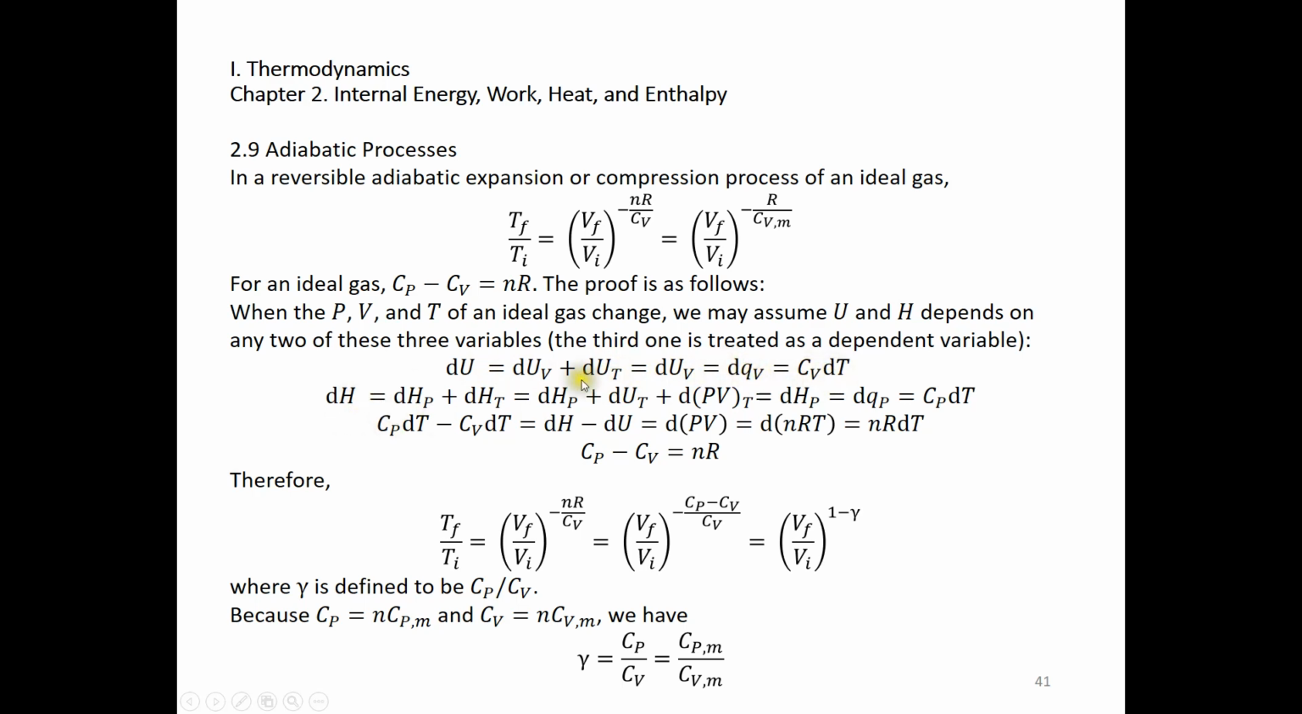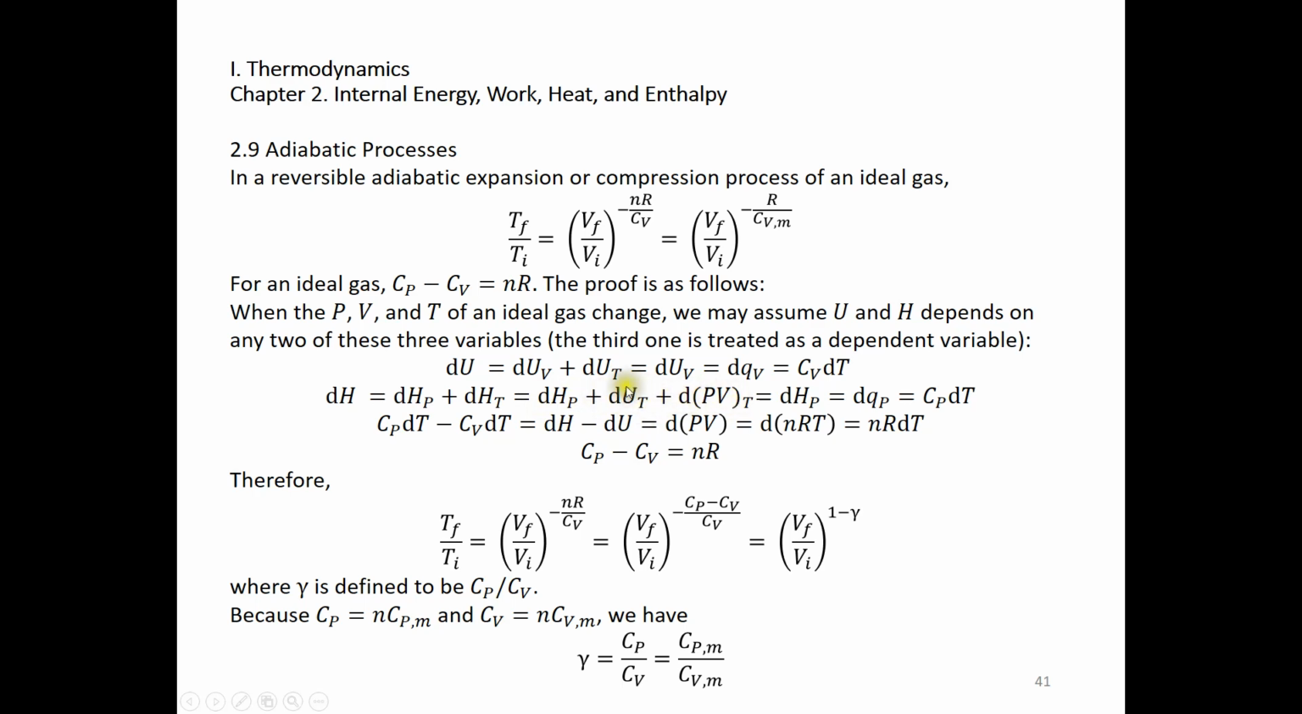Now we'll do similar analysis for dH. We're going to assume H is a function of 2 variables, pressure and temperature. Again, H also depends on volume, but that dependence is included in these 2 terms implicitly already. And now we can expand this. H is just U plus PV. So we have 3 terms now. It's dH with constant pressure, dU sub T, and d(PV) sub T.